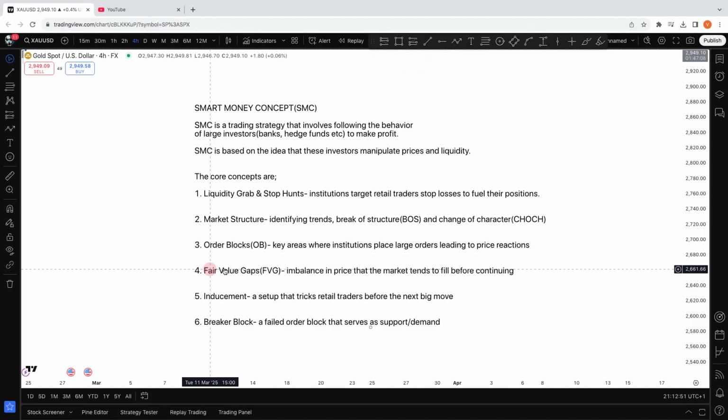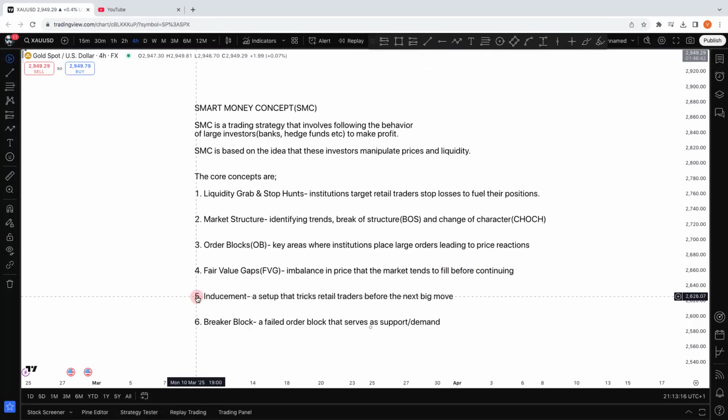The number four here is fair value gaps. Some persons call it liquidity void, some persons call it imbalance. It's still the same thing. Fair value gaps are imbalances in price that the market tends to fill before continuing. So the market always tends to come back to fill imbalances because the market seeks efficiency between the buyers and the sellers.